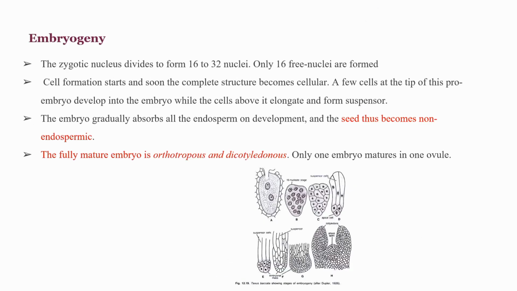Embryogeny. The zygotic nucleus divides to form 16 to 32 nuclei. Only 16 free nuclei are formed. Cell formation starts and soon the complete structure becomes cellular. A few cells at the tip develop into the embryo, while the cells above it elongate and form the suspensor. The embryo gradually absorbs all the endosperm on development and the seed thus becomes non-endospermic. The fully mature embryo is orthotropous and dicotyledonous. Only one embryo matures in one ovule.